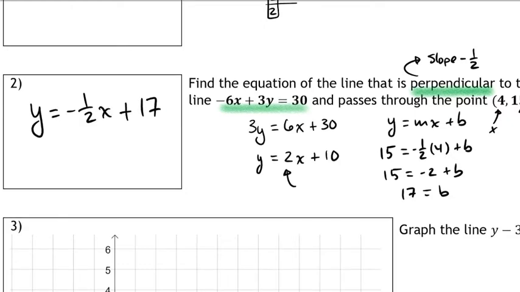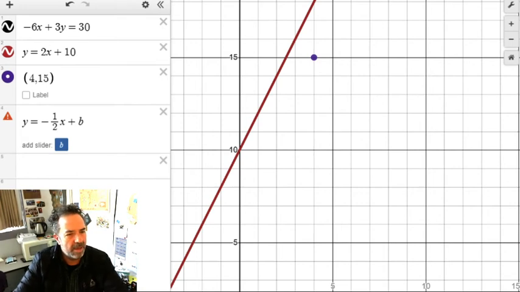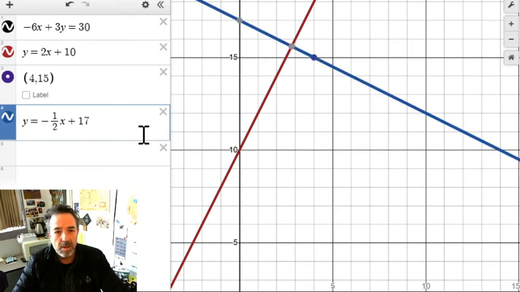That line will have 2 properties. It will be perpendicular to the original line, and it will form a right angle. So if I go back to Desmos to peek at that, I'll just type in that line. Instead of plus the b, I'm going to say plus 17. There we go, and that's it.